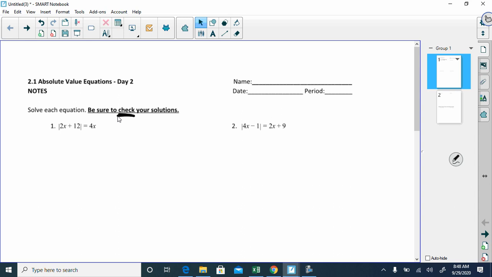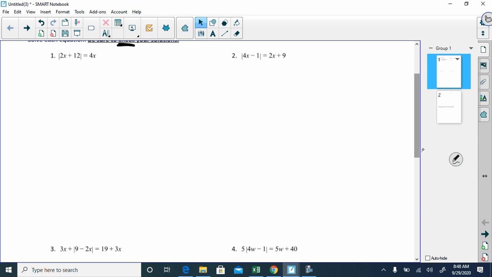So remember, there's a few different things that could happen. They could both work, like the example we just did from yesterday. They could both not work, and my answer would be no solution. Or I could have one work and one not work. And then we would have one solution and one extraneous solution.